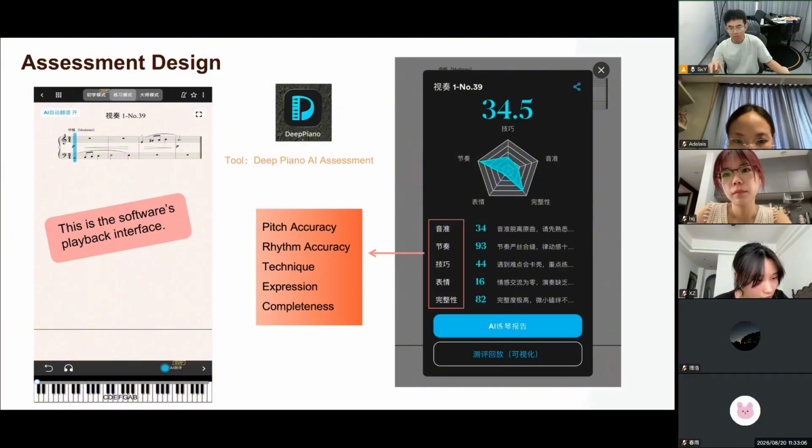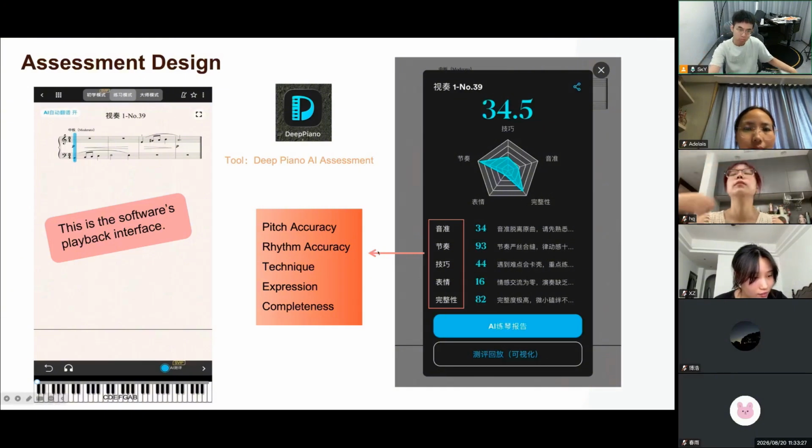Okay, Deep Piano scores students' performance in 5 dimensions. First, pitch accuracy. This shows whether the student can correctly identify and play the notes in the score. Second, rhythm accuracy. This evaluates whether the student can keep the correct rhythm and beat.